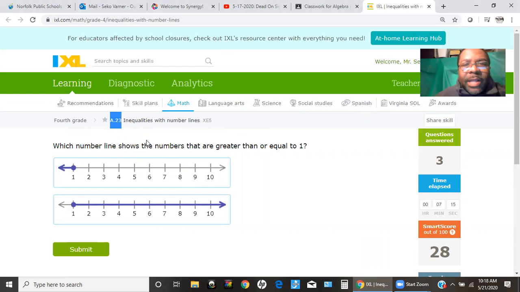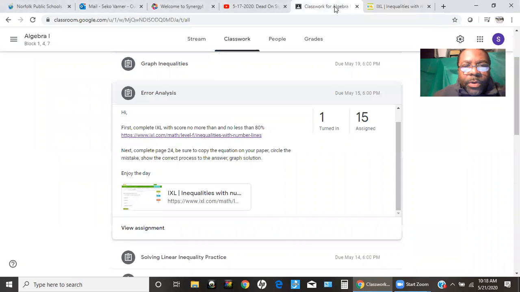8.23, inequalities with number lines. On your algebra, it's going to be error analysis. And the reason we call it error analysis is it helps you analyze where the error or the problem is. Now, I make a lot of errors. I'm a problem. Big problem. So error analysis is great. It looks like we have one student who's turned it in and 15 students who are assigned it. So knock that assignment out. Do well. We're looking forward to seeing your great answers. So do well, okay?